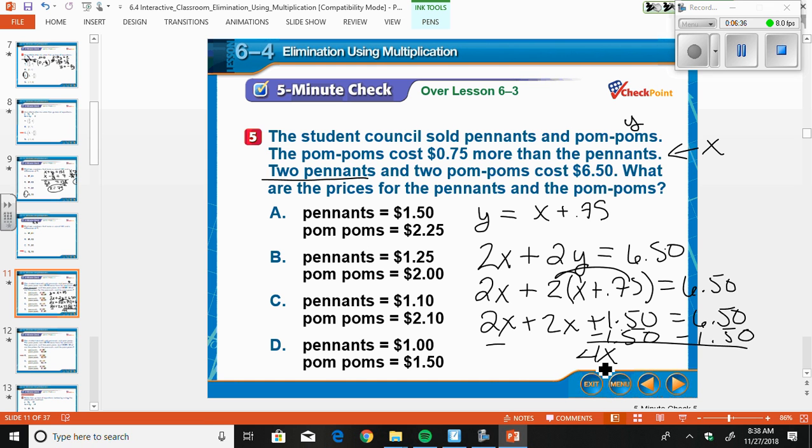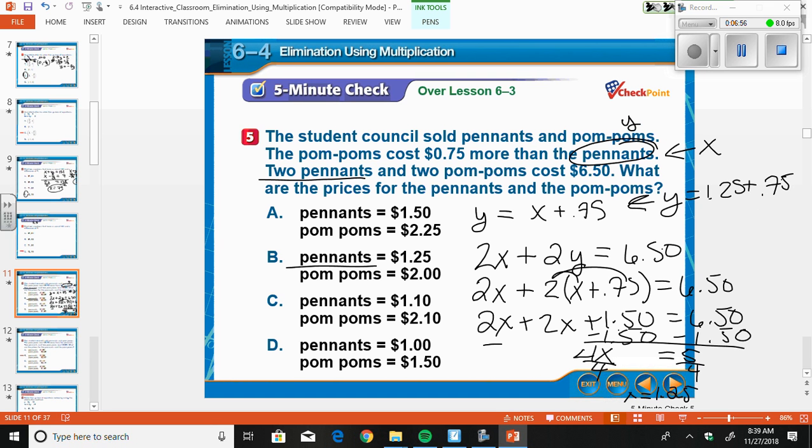So we get 4x equals 5 divided by 4. And we end up with x equals $1.25. And x is the pennant, so the pennants are $1.25. And then we plug it back in here. So now we get y equals $1.25 plus 75 cents. And we get that y is equal to $2.